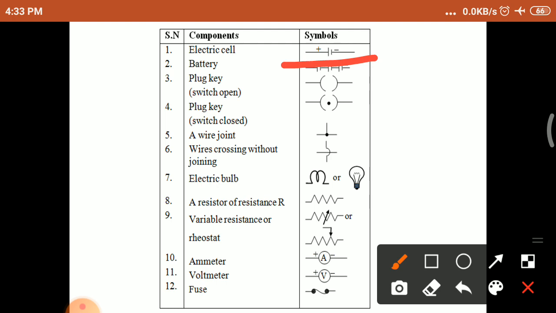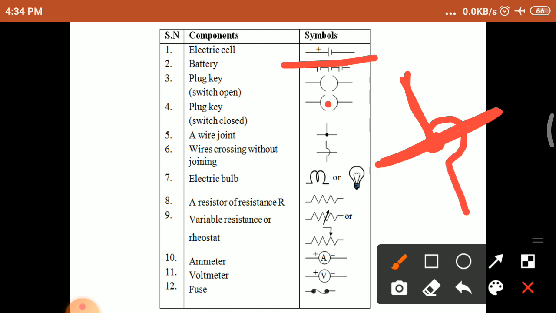plug key with switch open and plug key with switch closed. Switch closed means you put one dot. The wire joint: when two wires are joined together, you have to mark it in this way. Then wire crossing without joining. The two wires are not joining means you have to put this curve.